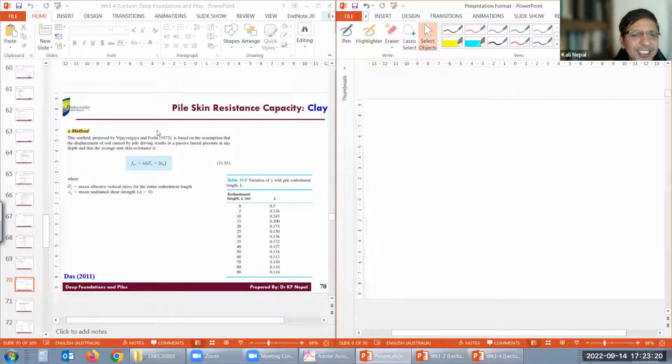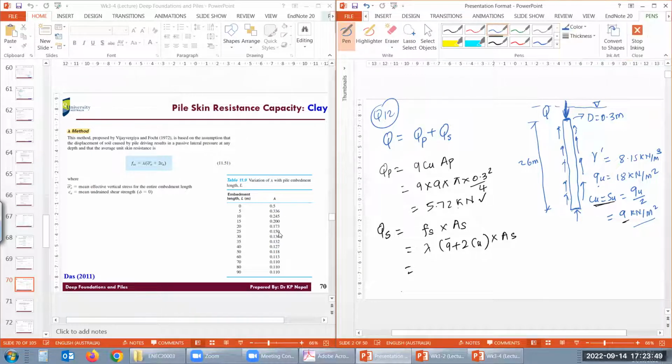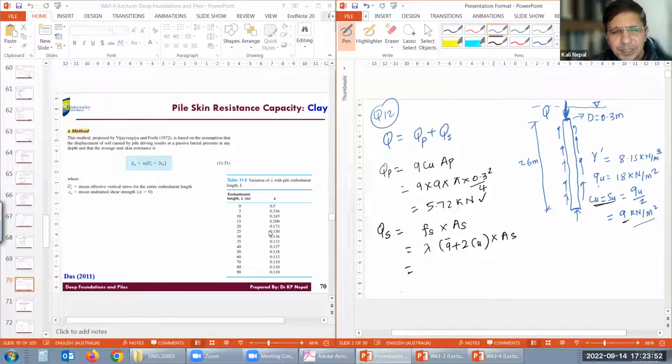What do we need to calculate now? Check. That's the reason why I provided many authors' references, to see what is easy for calculating lambda values. So what is lambda here, based on how much embedment? Embedment L is 26. Where is 25? So 25 is how much? 0.14? 0.15? Did you see that there?